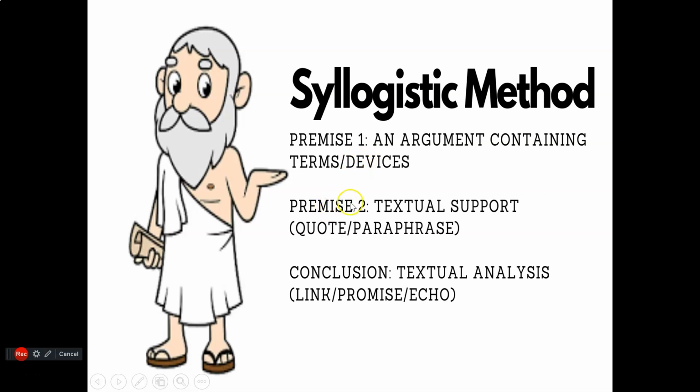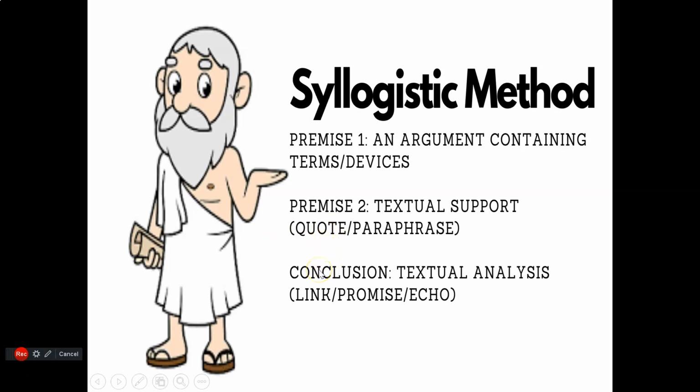Premise 2: we have Shirley Jackson's The Lottery in front of us, so we're going to have textual support. We're going to quote and paraphrase in this nice teeter-totter balance. We don't want to do one far more at the expense of the other. Otherwise, it falls out of kilter, and there's a noticeable imbalance there between the two.